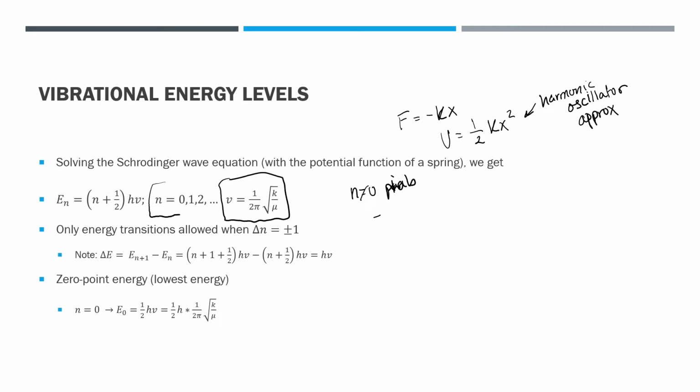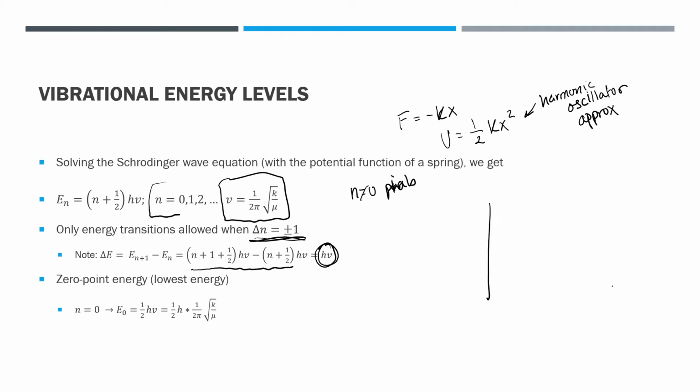So also for vibrational energy levels, we have something interesting where energy transitions are only allowed when delta n equals plus or minus 1. So what does this mean? If I look for the delta energy when I have a plus or minus 1 transition, I take E sub n plus 1 minus E sub n, and if I plug this in, I get that all the energy transitions are h times my frequency. So basically, any change in energy between two of these vibrational energy levels has the exact same difference.